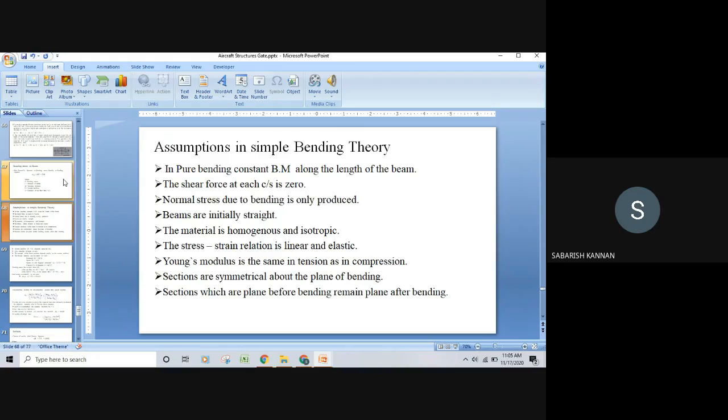Young's modulus same in tension and compression, this we saw in the deflection of beam assumptions. And sections are symmetric about the plane of bending, and sections which are plane before bending remain plane after bending. So this is one of the important assumptions. They will ask this in your questions, so take note: sections which are plane before bending remain plane after bending.